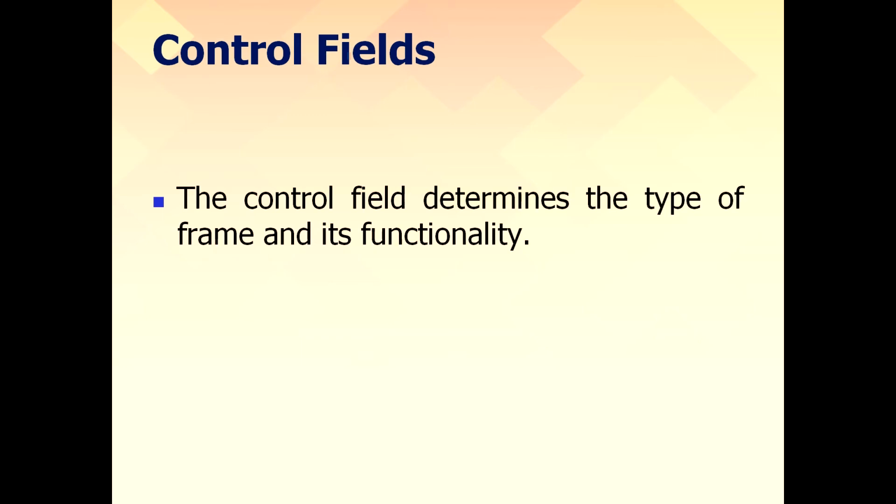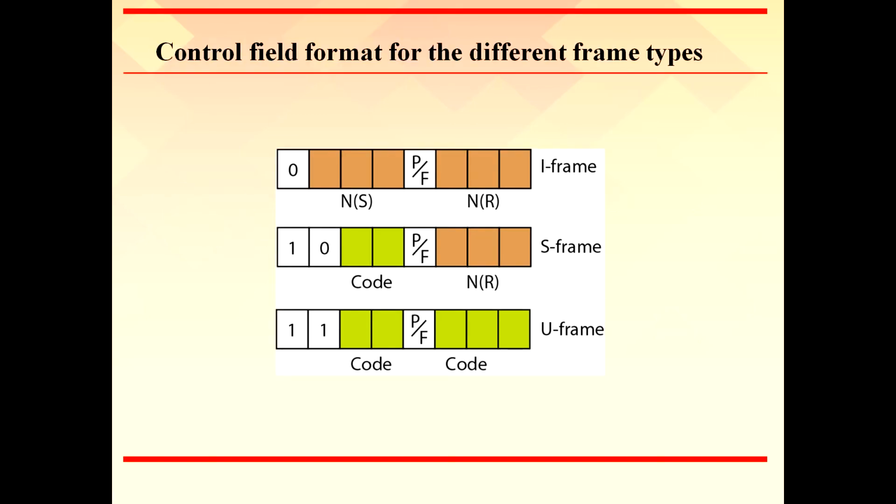Now you can see the control field format for the different frame formats. We know the control field size is 1 byte or 2 bytes, but we will take 1 byte here, which is 8 bits. 1 byte for I frame, 1 byte for S frame, 1 byte for U frame. By using this field, you can easily identify which type of frame it is: I frame, S frame or U frame. Let us discuss one by one.